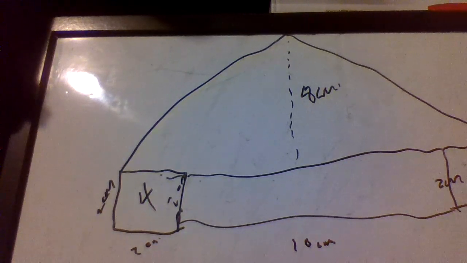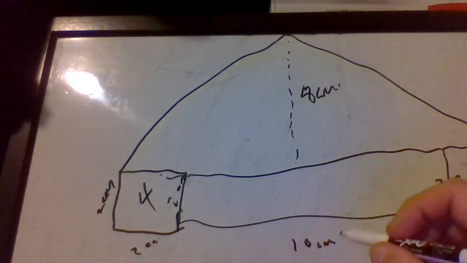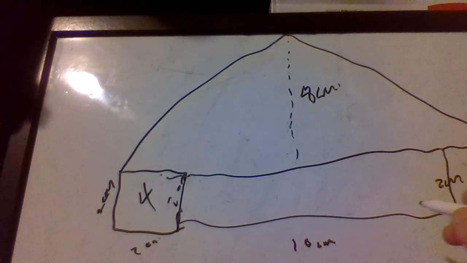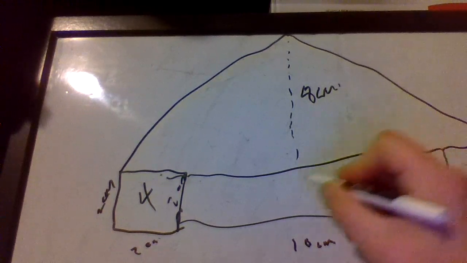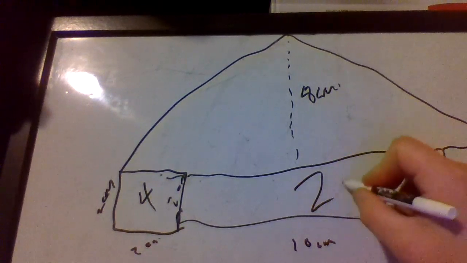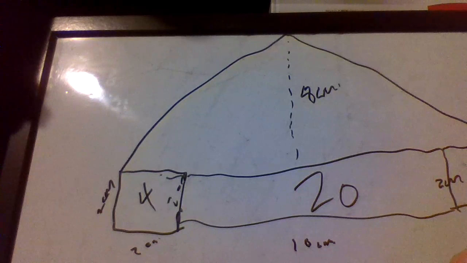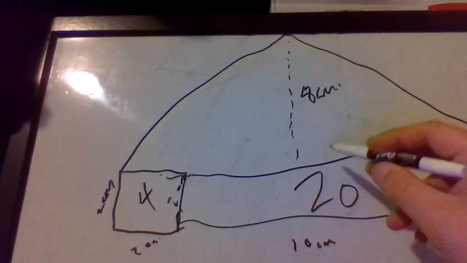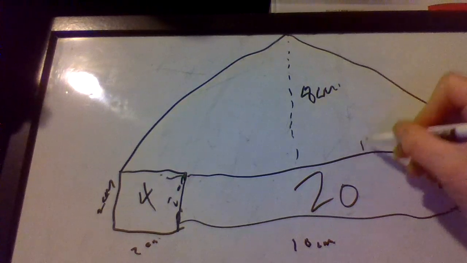So, in order to find the area of a square, we're going to multiply this side by this side. 2 times 2. 2 times 2 is 4. And this is also 4 because this is also 2 times 2. Now, we found the area of the squares. So, we've got one part done. Now, we've got to find the area of the rectangle. So, we do length times width. 10 times 2. And 10 times 2 is what, guys? 20.